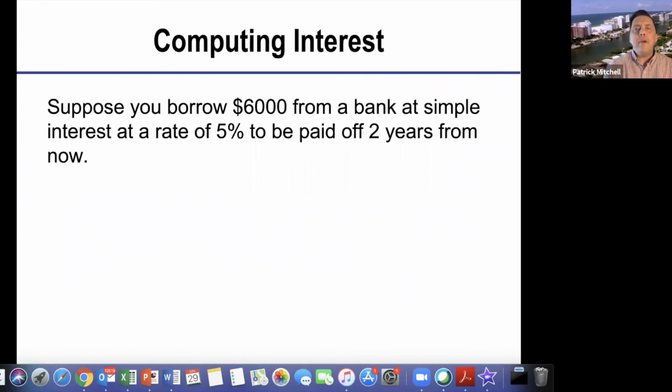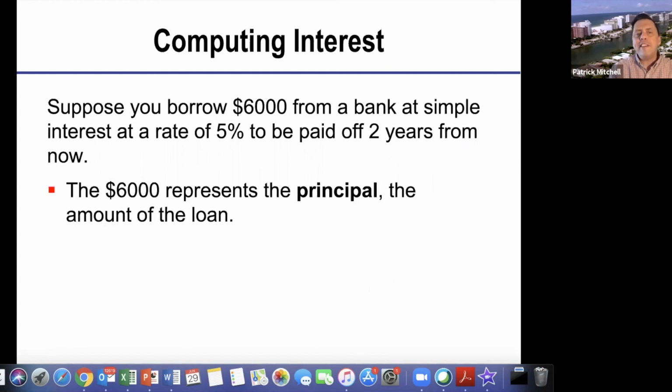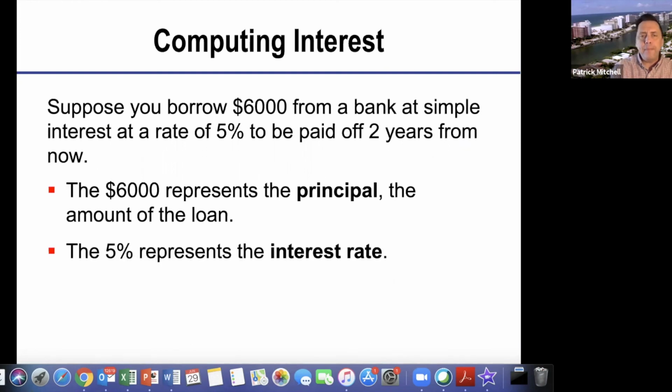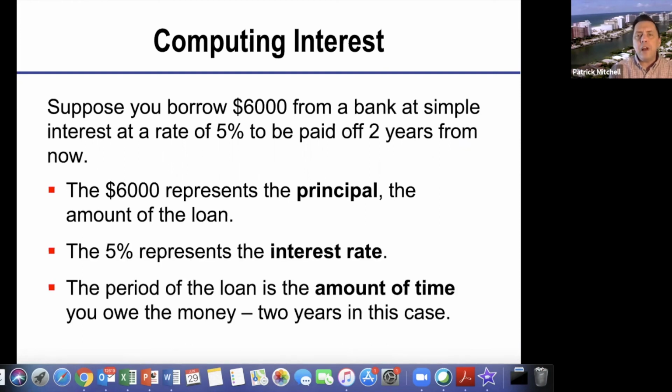All right, that brings us to interest. Suppose you borrow $6,000 from a bank at a simple interest rate of 5% to be paid off 2 years from now. The $6,000 represents the amount of the loan. The 5% represents the interest rate. And the period of the loan is the amount of time you owe the money, in this case for 2 years.